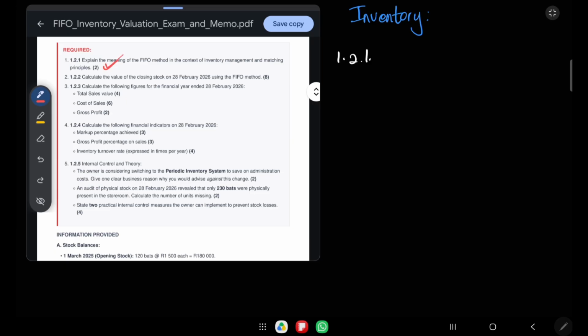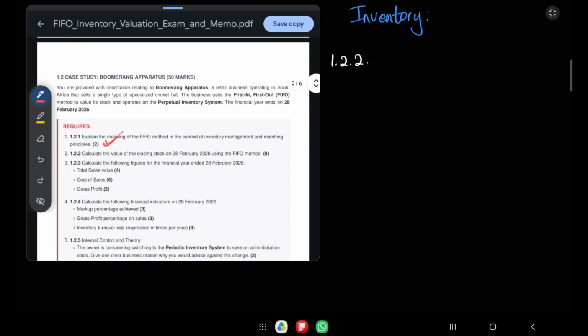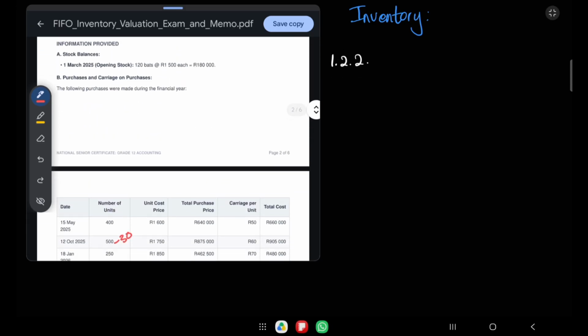Let's move to 1.2.2. Calculate the value of the closing stock on 20th of February 2026 using the FIFO method. So let's look at our information. It's featured below. Guys, I know that there are certain formulas that I taught you. However, I said you can try and cram the financial indicators formulas, for example, gross profit percentage, inventory turnover, and so on. In terms of finding your closing stock, you can use the information that's been given to you. You don't necessarily need to cram the formula. You can create the formula with the information that you're given.